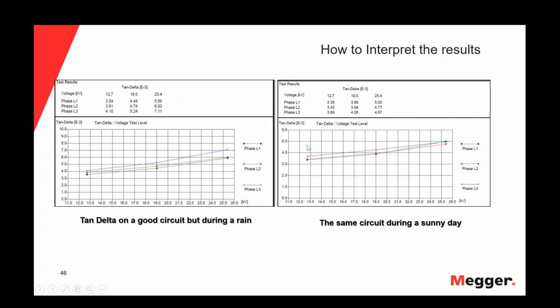In the next slide, we see how the weather conditions can affect the measurement of the tan delta. In the graph on the left, we did this tan delta test during rain. You can see the values, for instance, for phase L3 are high. We have a value of almost 7. The maximum that we reached was a value of 7 for the tan delta. In the same circuit, on a sunny day, we have better results. For the same phase, L3, the maximum we reached was 5. So the weather conditions can also affect the results of the tan delta.